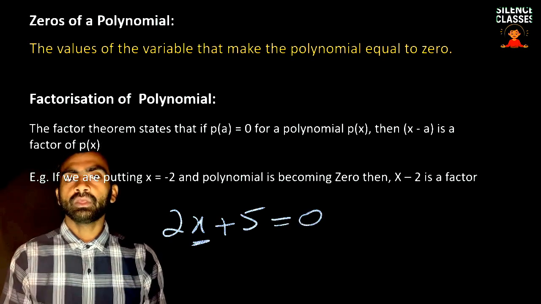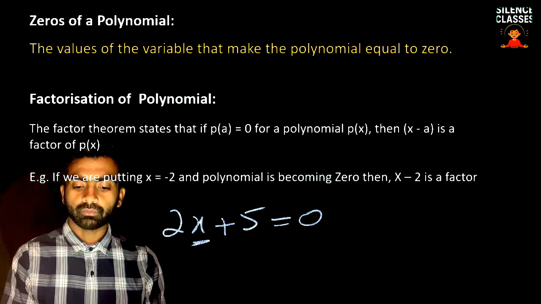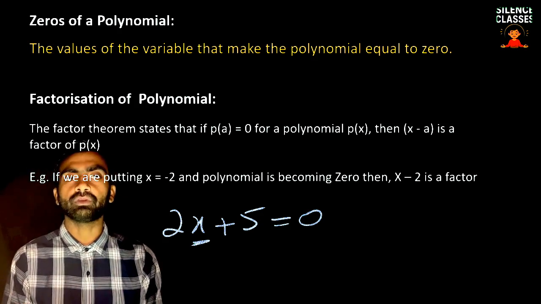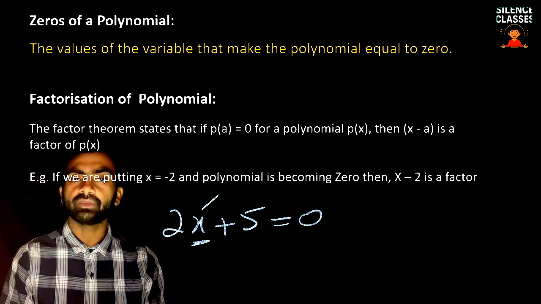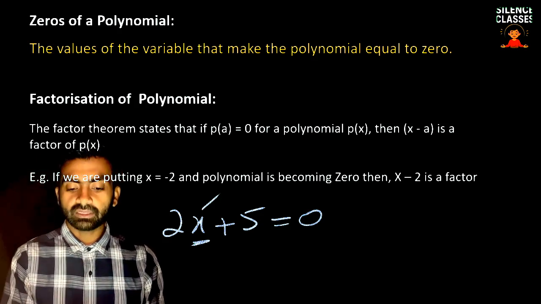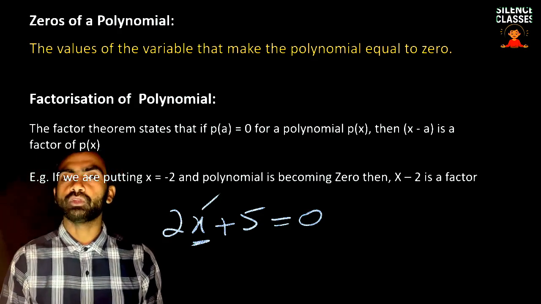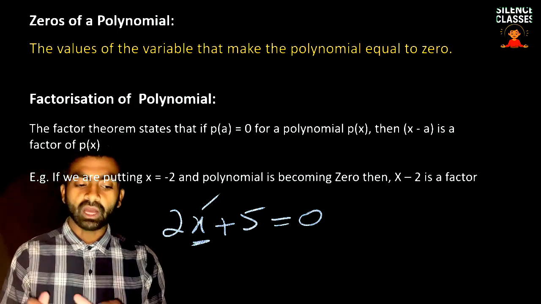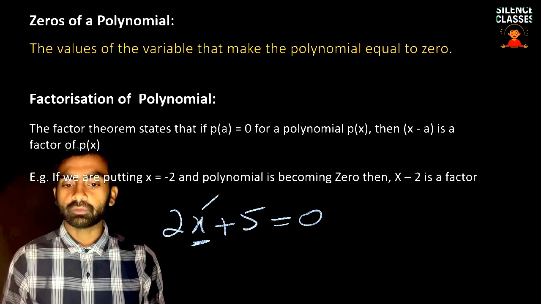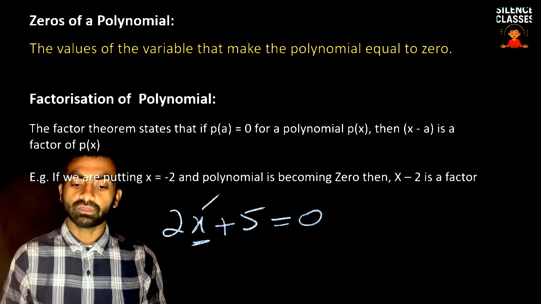Whatever value you put in the place of x should make this particular polynomial equal to 0. And how will you find the zeros of the polynomial? Now let's talk about that.